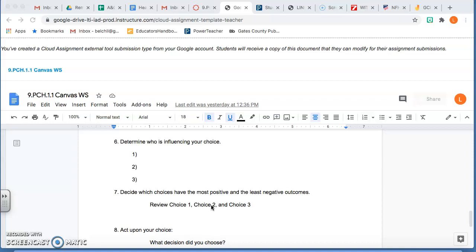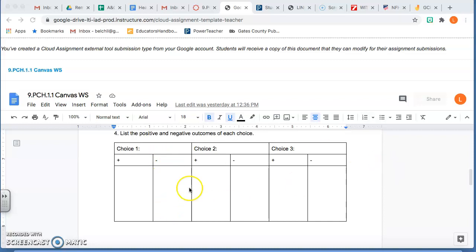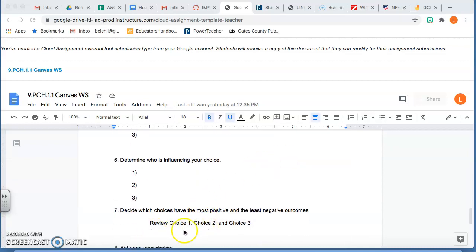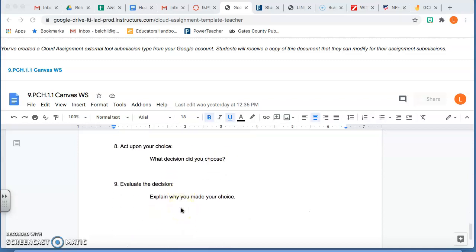Number 7, you need to decide what has the most positive and the least amount of negative outcomes. So you go back up to your boxes and review which choice has the most positive, which one has the most negative. And of course, you would put choice 1 as the most positive, choice 2 as the most negative. In this case of me explaining it, act upon your choice. What decision did you choose? I would be choosing to wear sunscreen, and then evaluate your decision. For example, I would say I want to wear sunscreen because I don't want to develop skin cancer, and I want my skin to look good and not be sun damaged.